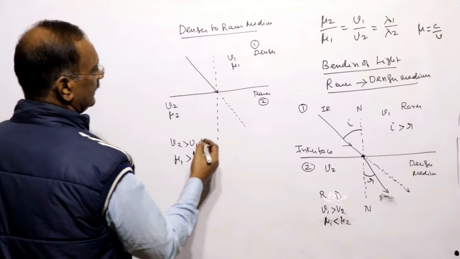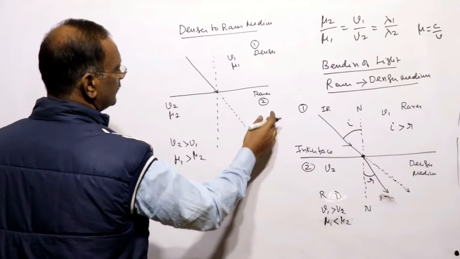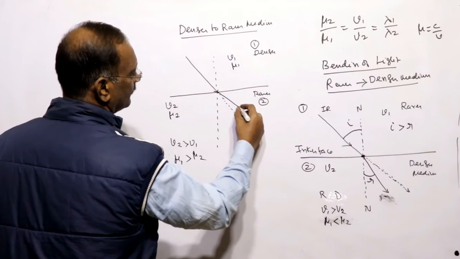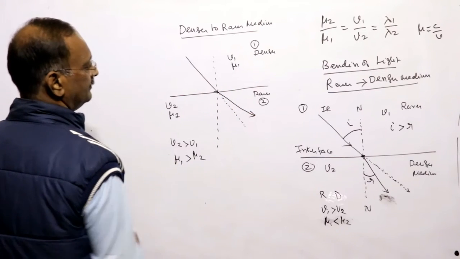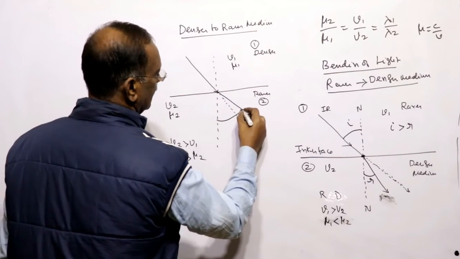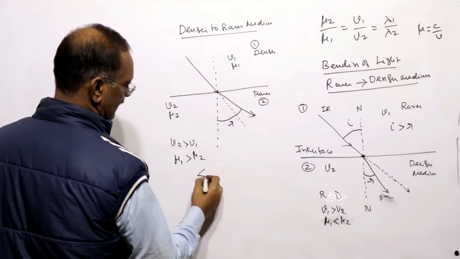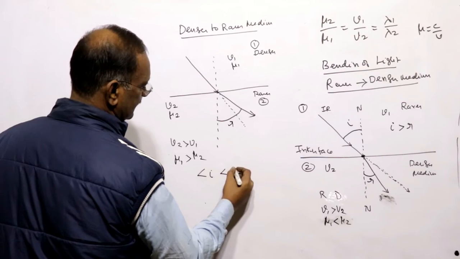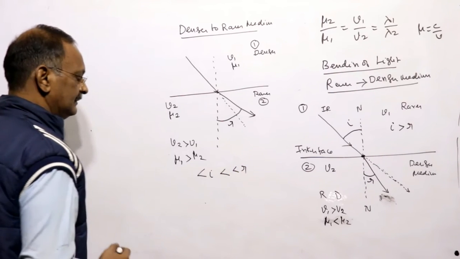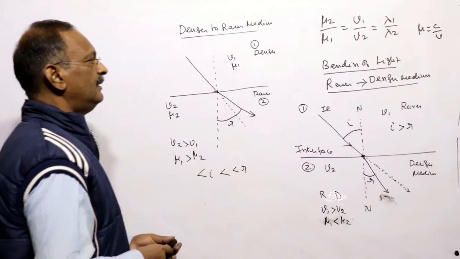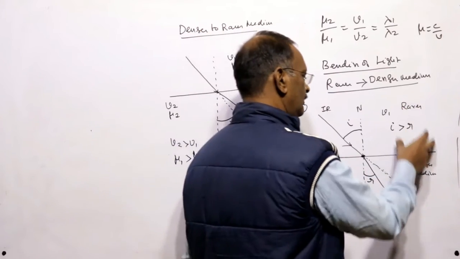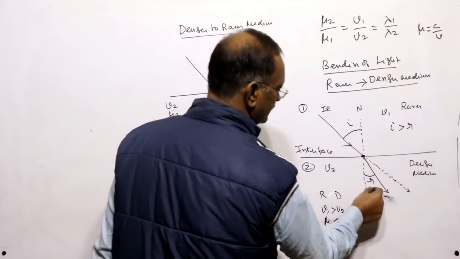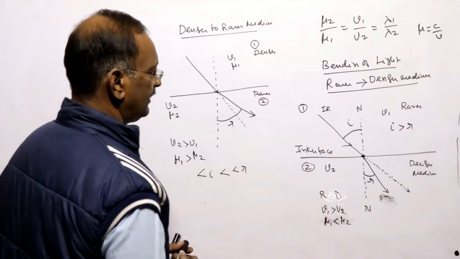Now third, when light passes from denser to rarer medium, what happens? It will bend away from the normal in the second medium. So this is the angle of refraction. Angle of incidence is less than angle of refraction in this case. It means when light is passing from rarer to denser medium, it bends towards the normal, and angle of incidence is greater than angle of refraction.